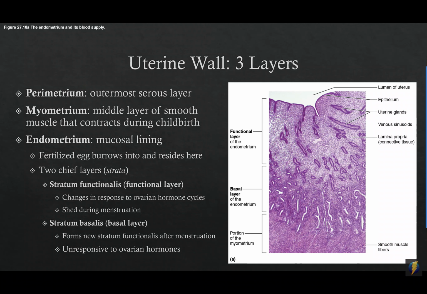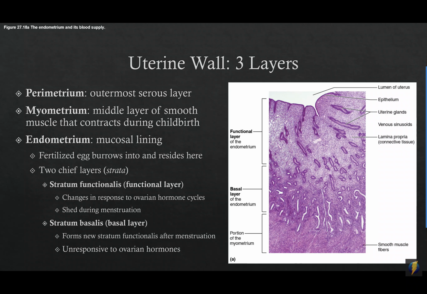The uterus itself has 3 layers in its wall. The outer layer is known as the perimetrium. It's essentially visceral peritoneum, right? It's the serous layer. Then the bulk of it is the myometrium, right? Myo meaning muscle. And so we are talking about the layer of smooth muscle that is responsible for contractions during childbirth.